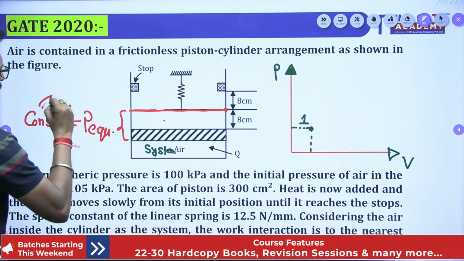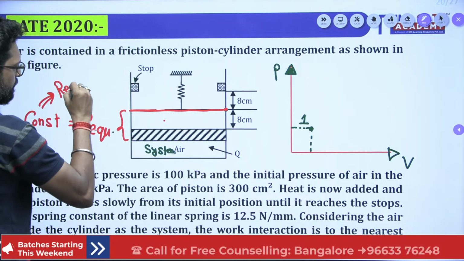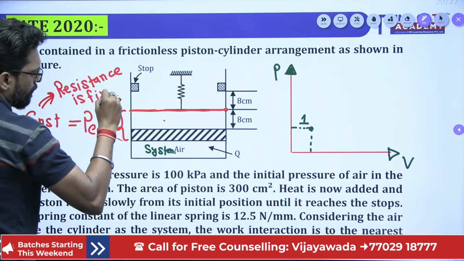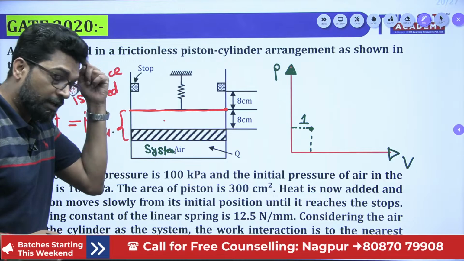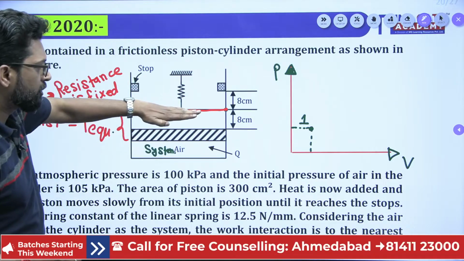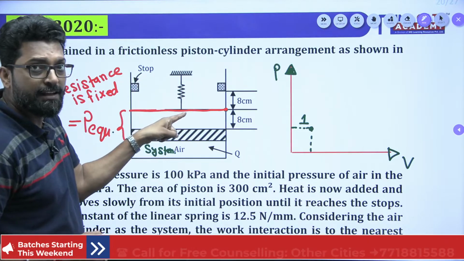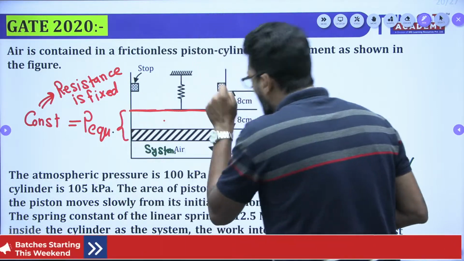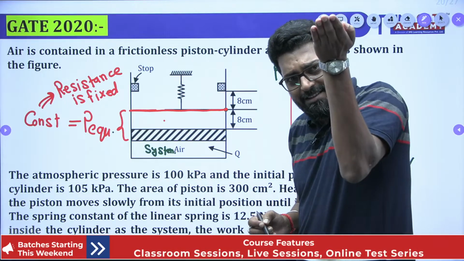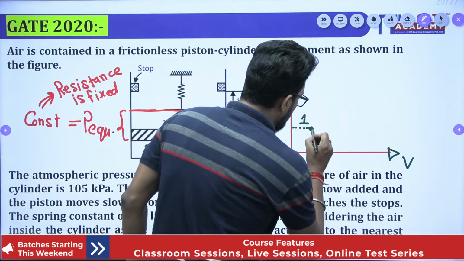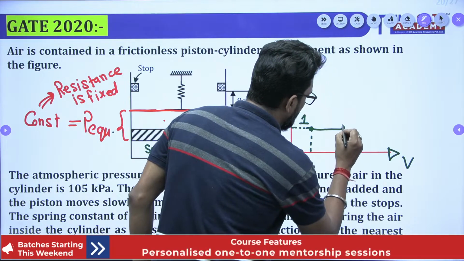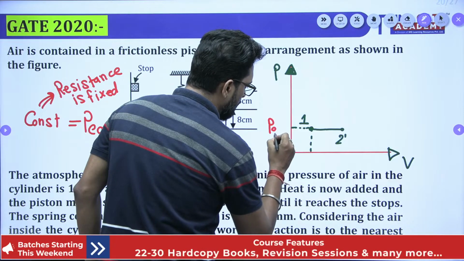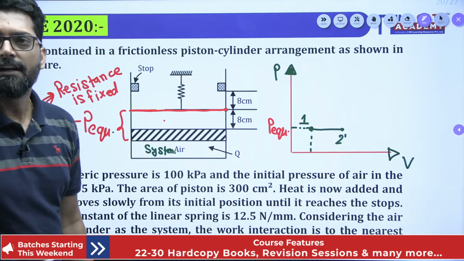Why? Because the external resistance is fixed. Resistance is there, but there is no change up to this point, that means up to just touching the spring, there is no change in resistance. So from point 1 to point 2 dash, when it will just touch the stop, the pressure is constant. Let's suppose this is point 2 dash. This pressure is an equilibrium pressure, and it is constant. Okay.